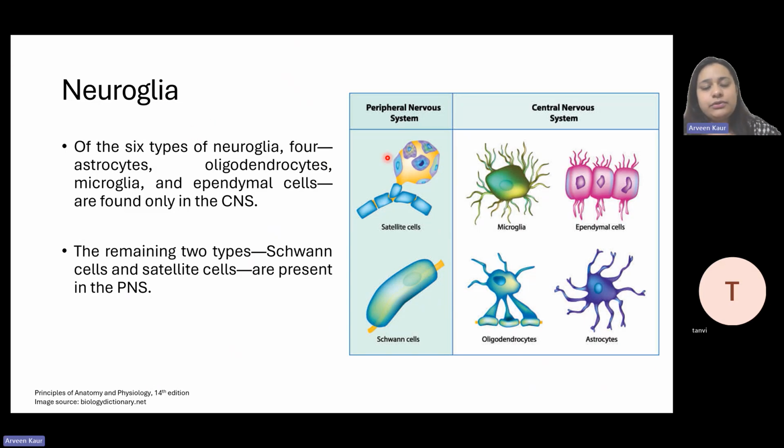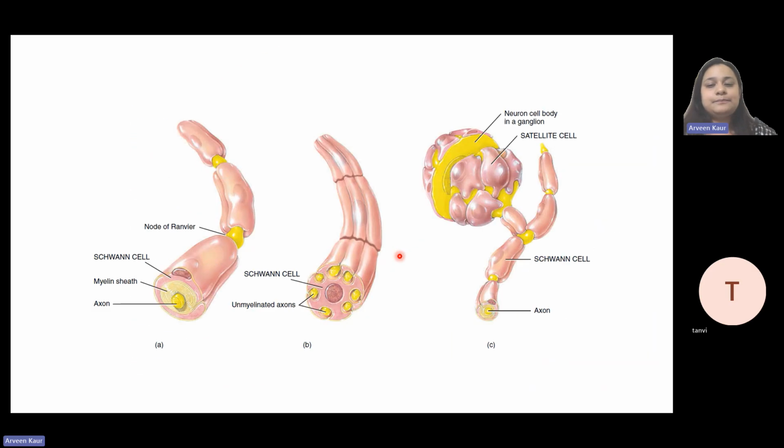There are six types of neuroglia, four of which are present in the CNS only, and the remaining two are present in the PNS, right? So in the PNS, there are satellite cells and Schwann cells, and in the CNS, there are these four types, which are microglia, astrocytes, ependymal cells, and oligodendrocytes, right?